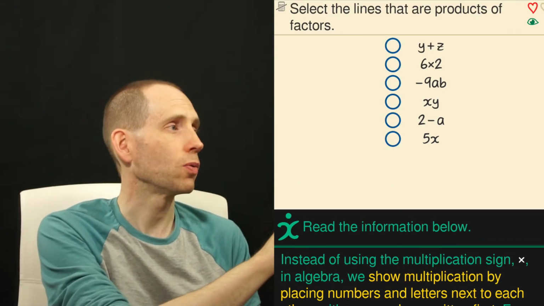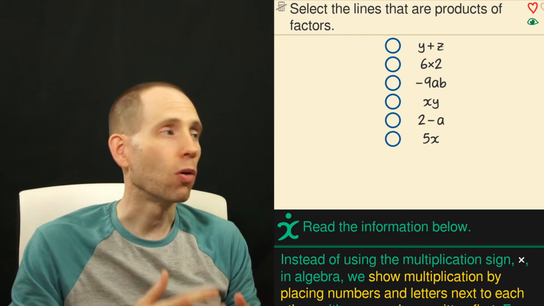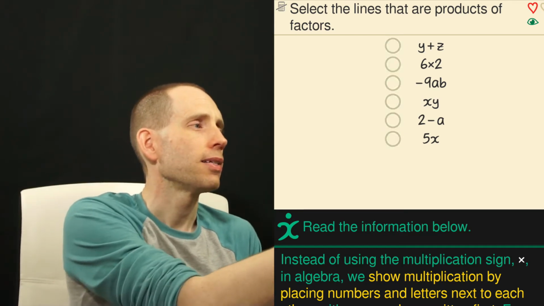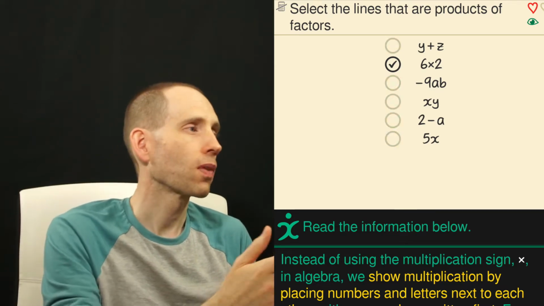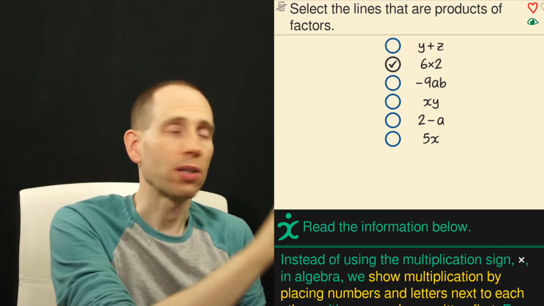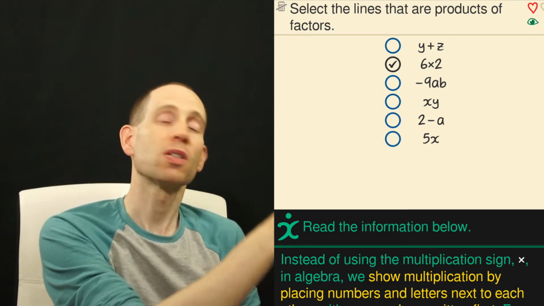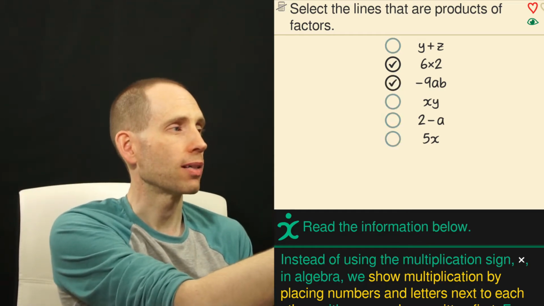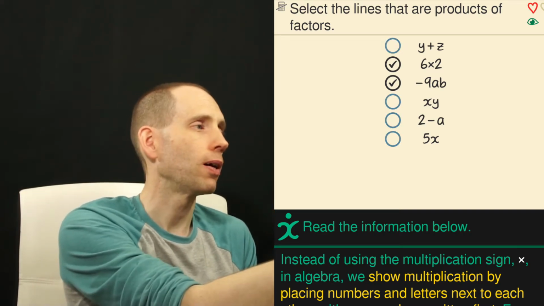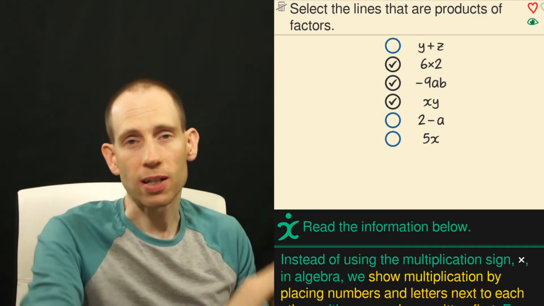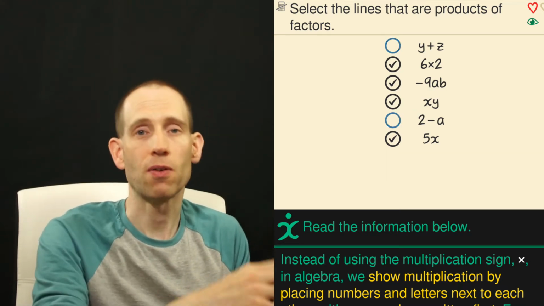So if I look at this particular example, we need to select the lines that are products of factors. It's a similar type of question to the ones before, but this time not all of them will have multiplication signs. So 6 times 2, that's the same as the previous example really, except it's 12 instead of 24. But some of these other ones are also products of factors without the multiplication sign. In the next line, I've got -9 multiplied by a multiplied by b. So that's a product. And then I've got an x next to a y, which means x multiplied by y. Take away a, that's not a product, that's a subtraction. But 5 multiplied by x, again, that's a product. That means 5 times x.